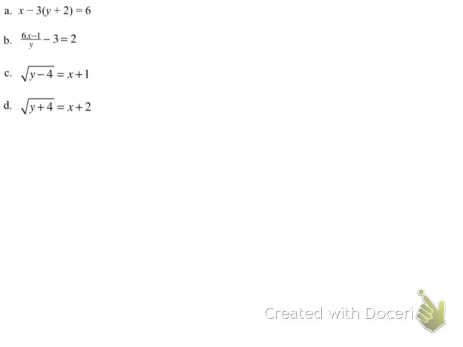Alright, so this is problem 4-87. We are trying to solve for y in each of these problems. So taking a look at the first one, right here. x minus 3 times (y plus 2) equals 6. There is a variety of things we could do for this one.